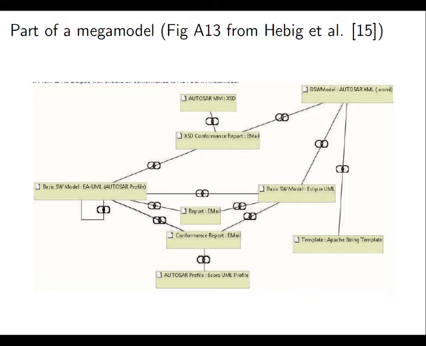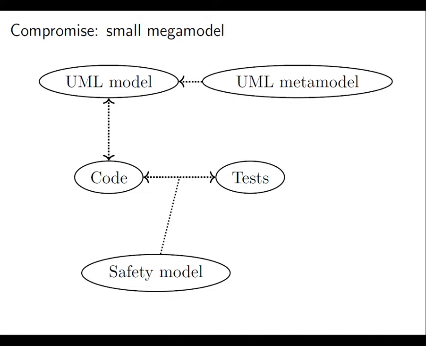So as a compromise, in the paper, and to some extent in this talk, I'm going to use this small megamodel. So we'll call it a megamodel because it represents a collection of models and the relationships between them. Let's look at the relationships in turn. So the idea is that the relationship between the UML metamodel and the UML model is going to be our standard conformance relation. The UML metamodel is going to be consistent with a given UML model if and only if the model conforms to the metamodel.